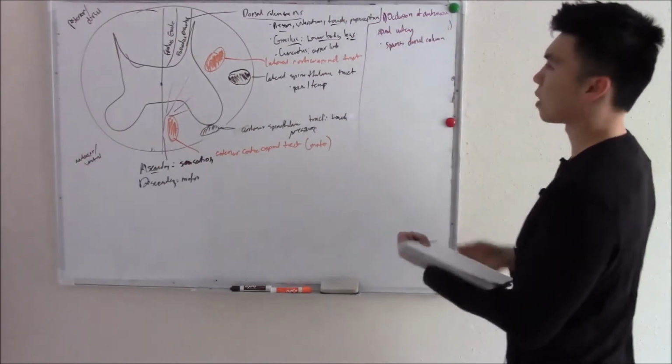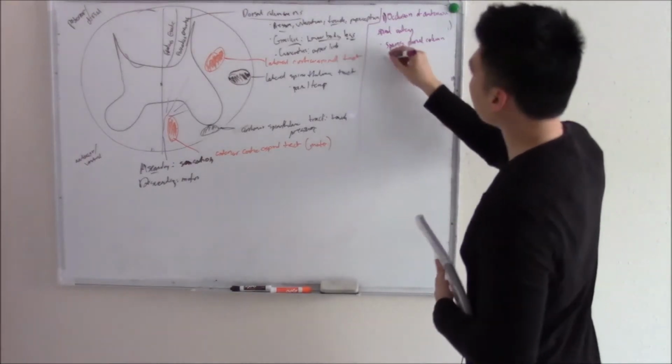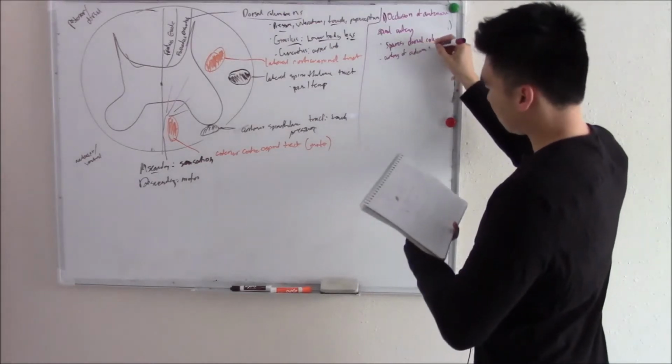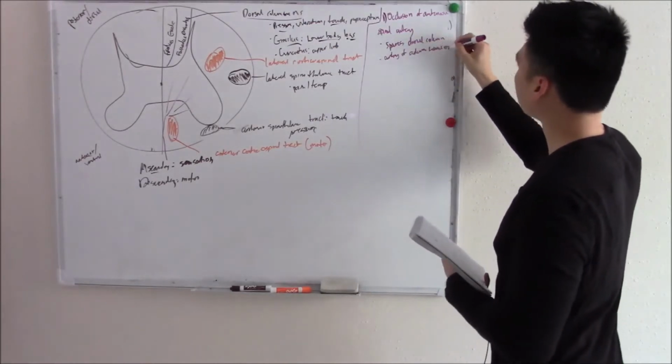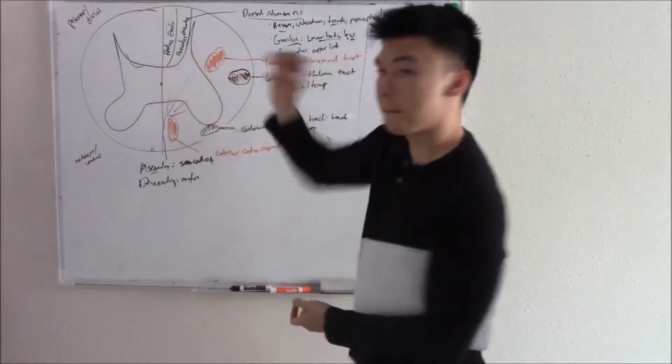The occlusion over here is common because it's a watershed zone. It's shared with another artery called the artery of Adamkiewicz. All right, so it can occlude and you have loss of everything but your dorsal column.